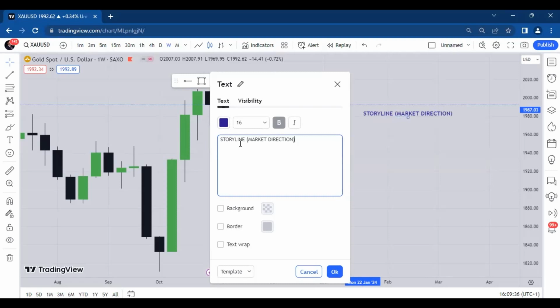So storyline simply refers to market direction. When we talk about storyline, that's what we mean. There's nothing confusing about it. And under the storyline, we're going to look at certain subtopics. The first one we'll be looking at is what we call start to finish. The next one we'll look at is confirmation of storyline.